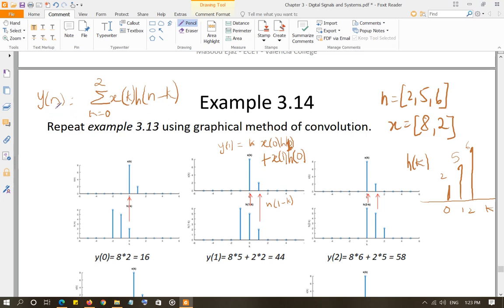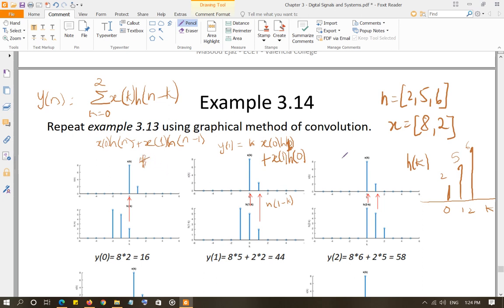So for y of 1, of course, this x of k is going to be the same: x of 0 h of n minus 0, so n, plus x of 1 h of n minus 1, plus x of 2, and there is no x of 2, so we're not going to even go over there. So when you put n equal to 1, that's going to be x of 0 h of 1 plus x of 1 h of 0. So x of 0 h of 1 plus x of 1 h of 0, right?